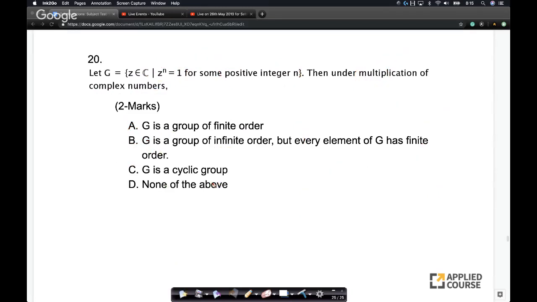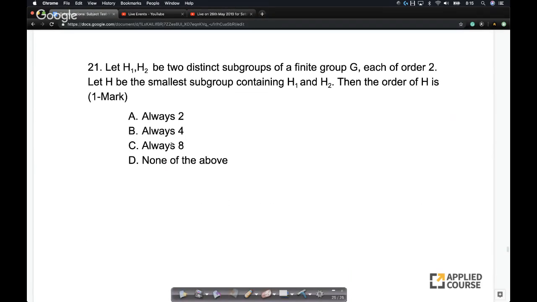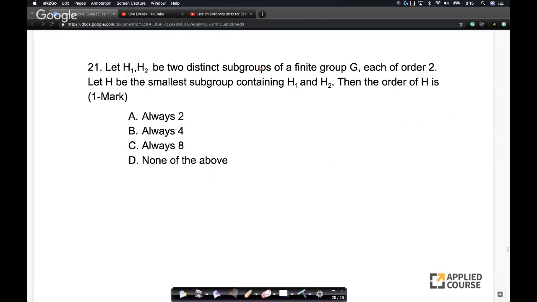Okay, so now let's go to the next question. Again, this is a straightforward, simple question. So what do we have? Let H1 and H2 be distinct subgroups of a finite group, each of order 2. So order of H1 equals 2, and order of H2 is also equal to 2. Let H be the smallest subgroup containing both H1 and H2.